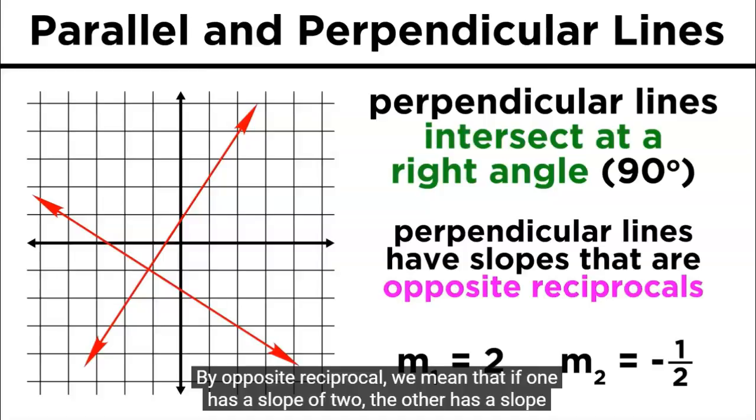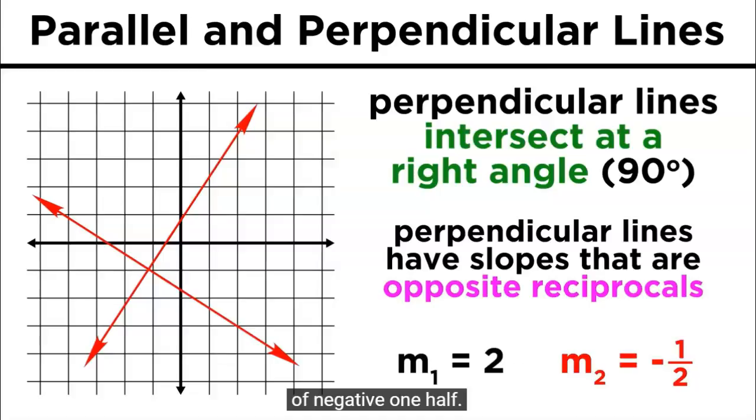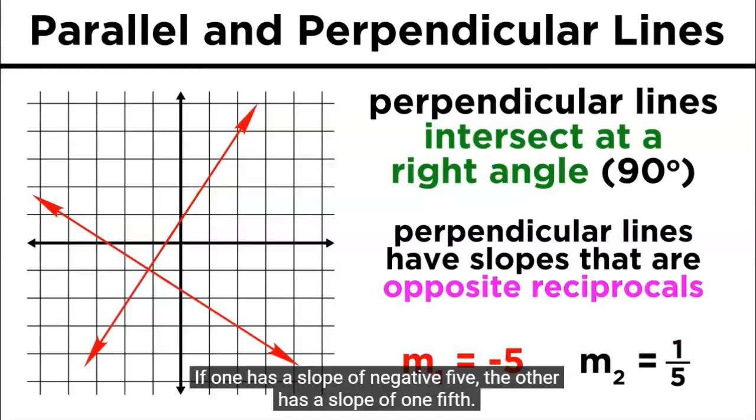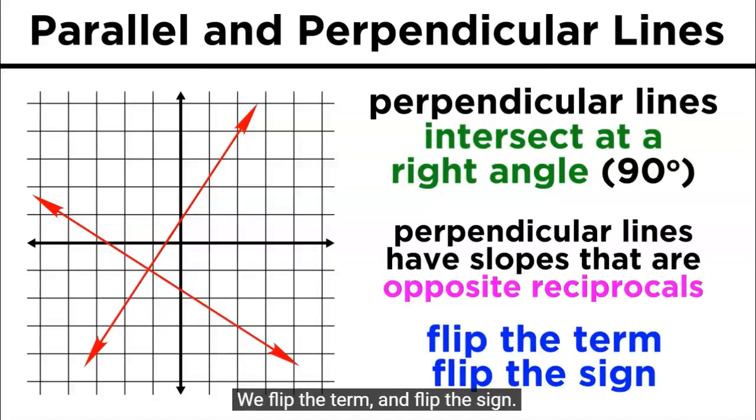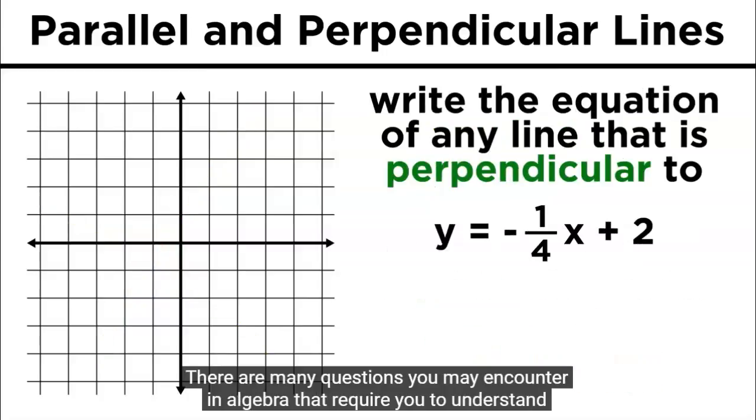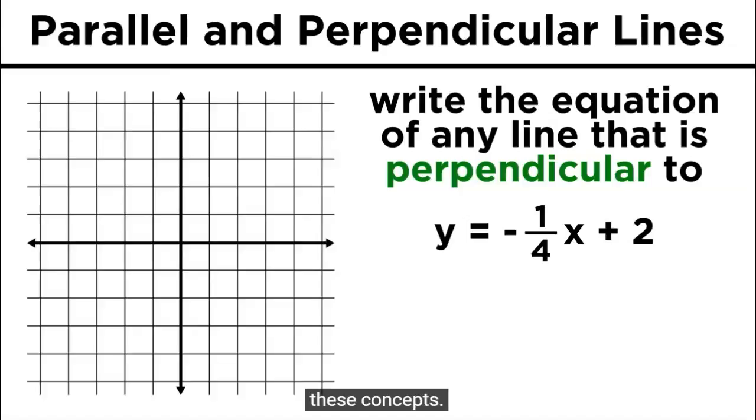By opposite reciprocal, we mean that if one has a slope of 2, the other has a slope of -1/2. If one has a slope of -5, the other has a slope of 1/5. We flip the term and flip the sign. There are many questions you may encounter in algebra that require you to understand these concepts.